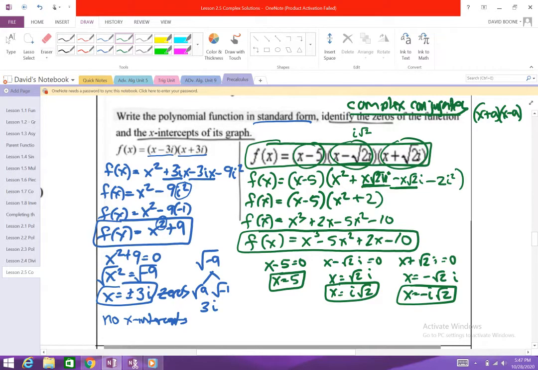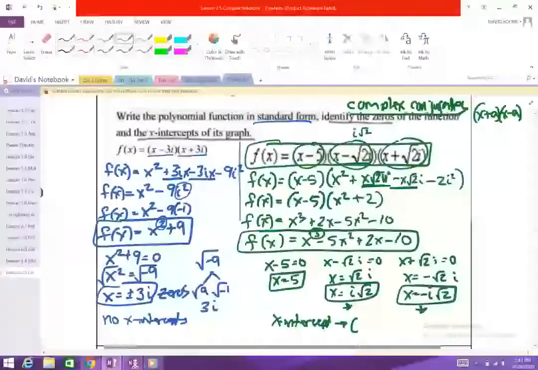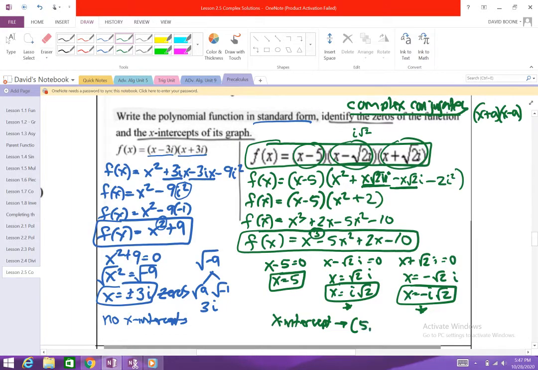So those are the 3 zeros, and again, you should have at maximum 3 zeros, or 3 roots, or 3 x-intercepts. This one would be imaginary. This one would be imaginary. This is a real one. So the only real x-intercept is at 5, 0.